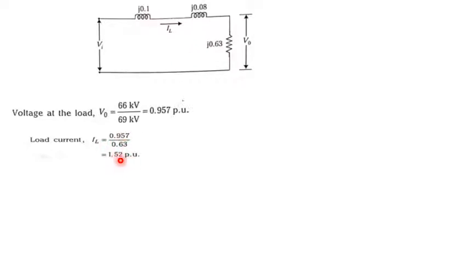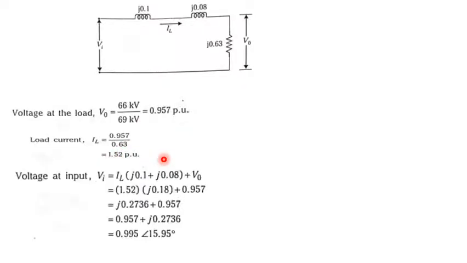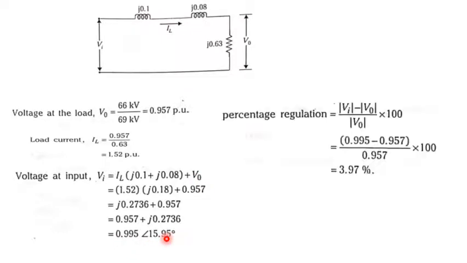We'll get it because we already calculated in terms of per unit, right? This is in terms of per unit, for the circuit 0.1, 0.02, all this. Okay, so we'll get 1.52 per unit. So we know that VI is equal to V naught into IL plus this drop. I can calculate the input voltage. So VL into 0.1 into 0.08 plus V naught. Substituting this, we will get 0.995 at an angle of 15.95.